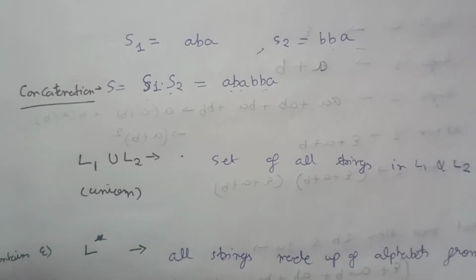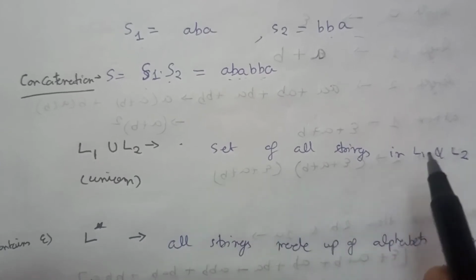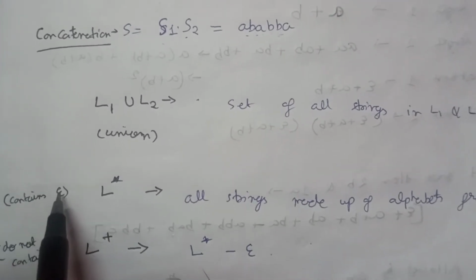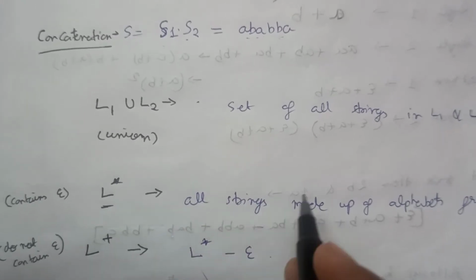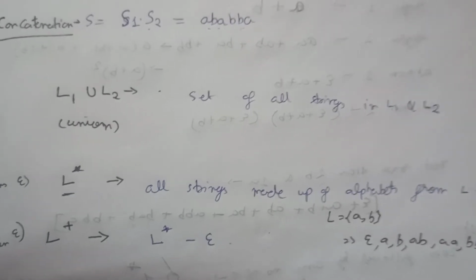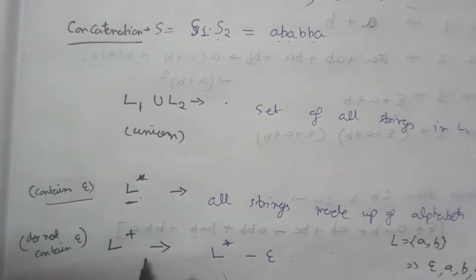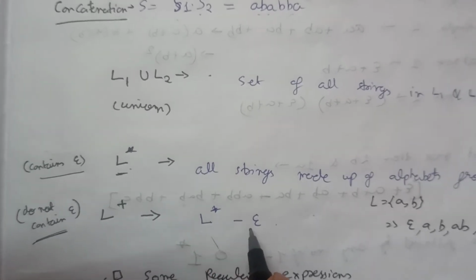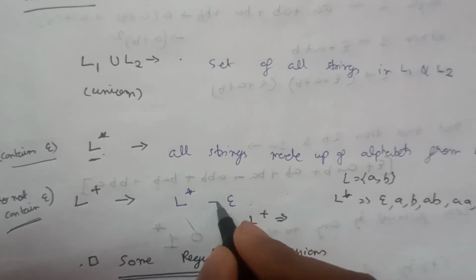L1 is a language and L2 is a language. So L1 union L2 is the set of all strings in L1 and all strings of L2. This is the union. And there is something named Kleene closure. We write it as L star, which is all strings made up of alphabets from L. What do we mean by L plus? L star contains null, but L plus does not contain null. So L plus is L star minus null. Everything that is in L star will be in L plus, but the null will not be here.